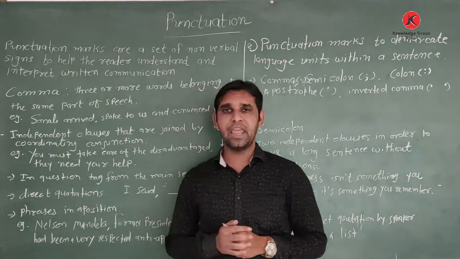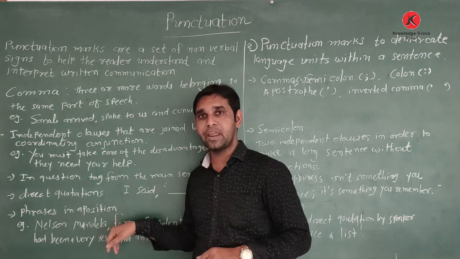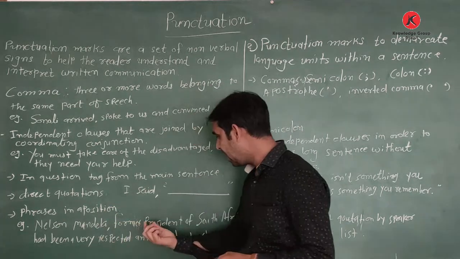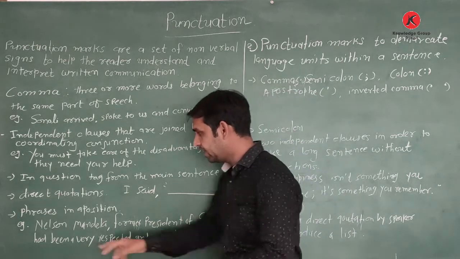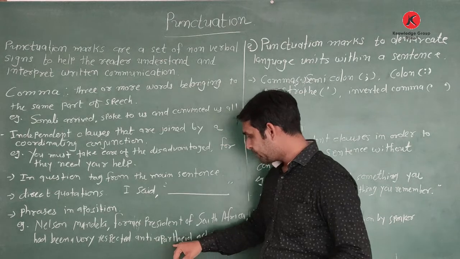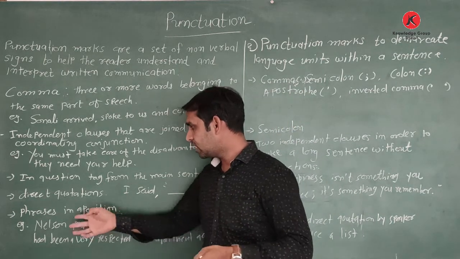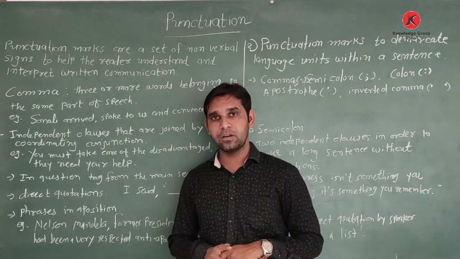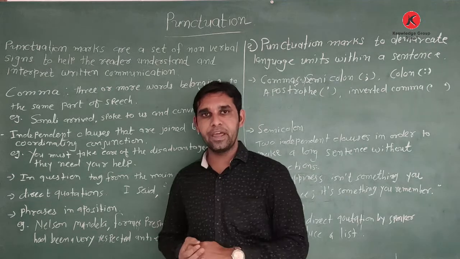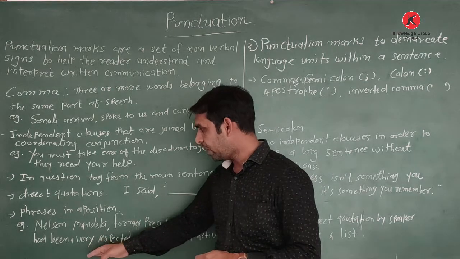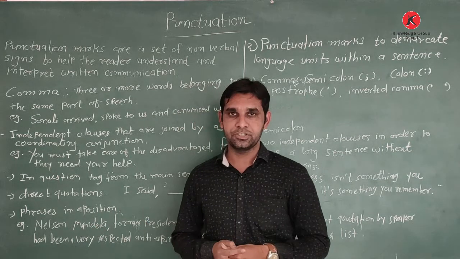Then comes to the phrases in apposition. Here I have already written the example. See, Nelson Mandela, then comma. Who is Nelson Mandela? Former president of South Africa. Then comma. Then write, had been a very respected anti-apartheid activist. Okay, just as we use the phrases in apposition. Sachin Tendulkar, former cricketer of the Indian team, comma, had been a very good batsman. Just as we use the phrases in apposition.